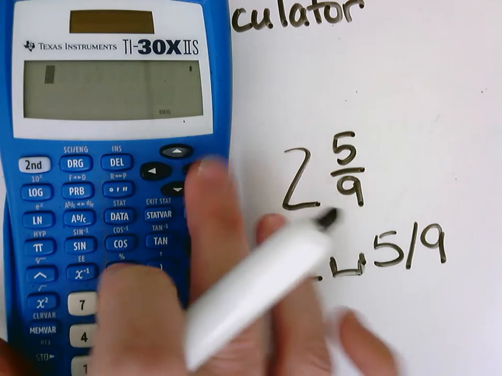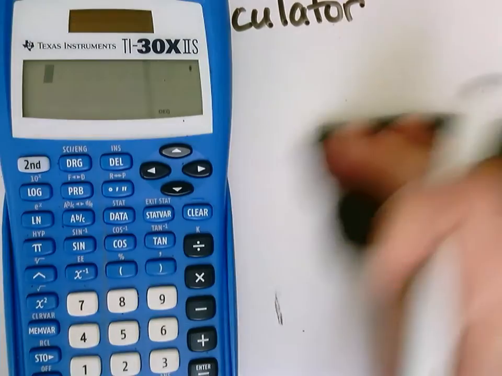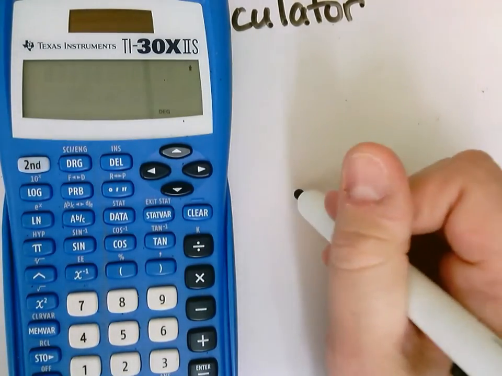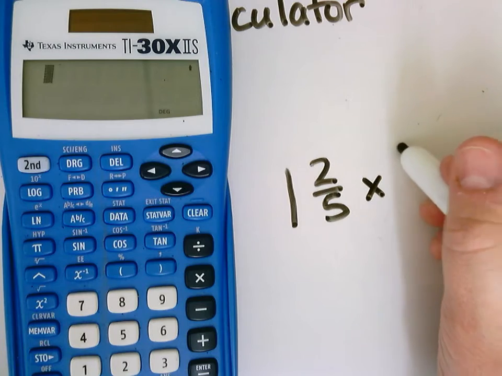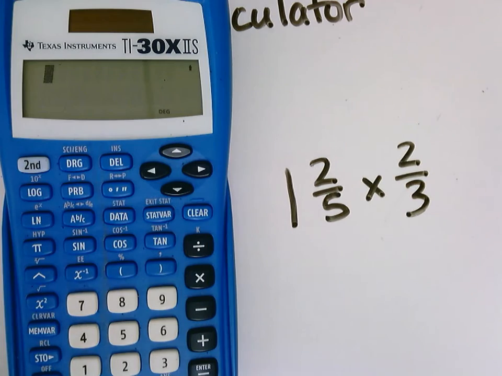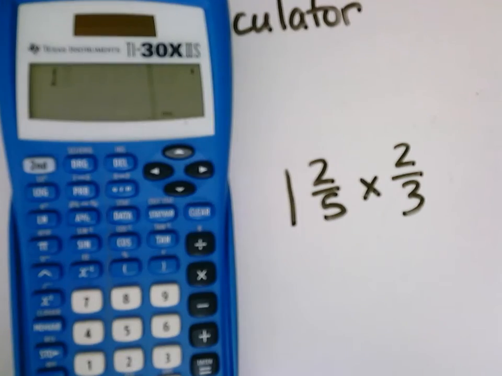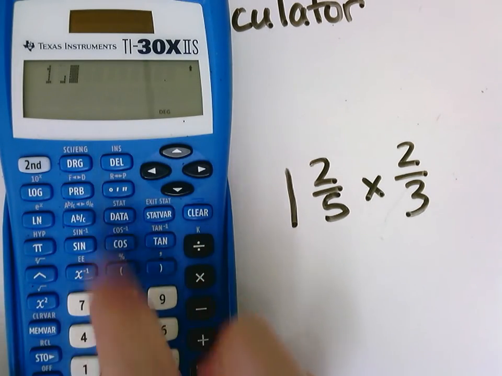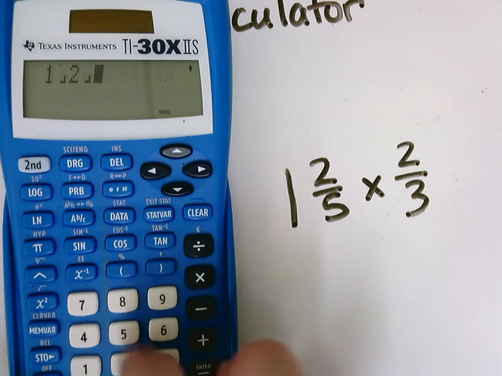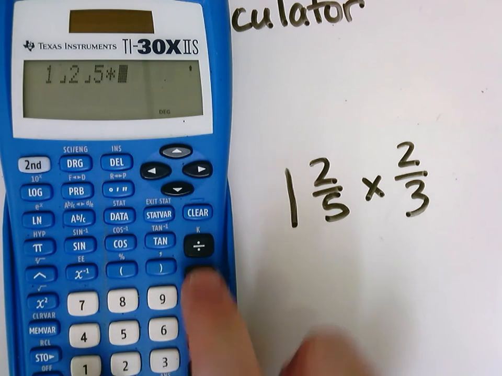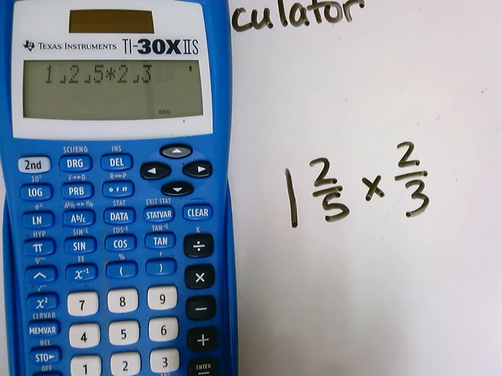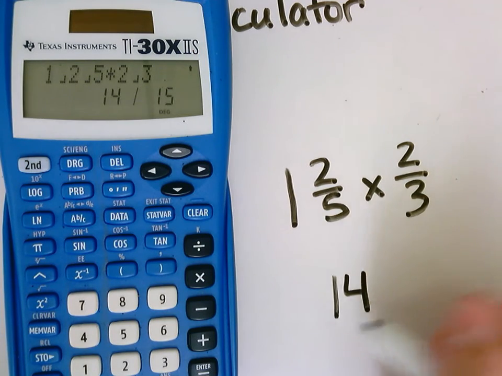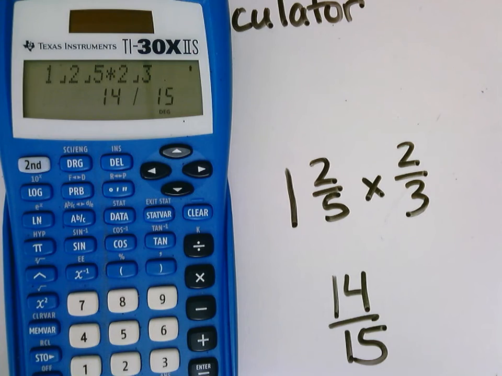Let's try to do a problem. Let's multiply some fractions. Let's say I had 1 2/5 times 2/3. I'm going to put that into my calculator. I put 1, then that ABC button, 2, that ABC fraction button, fifths. Then I just hit times, 2, fraction button, thirds, equals. And then I get my answer, 14/15, and it's already reduced for me. It's already simplified, already in its lowest terms.